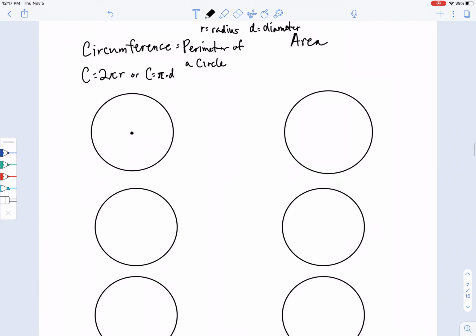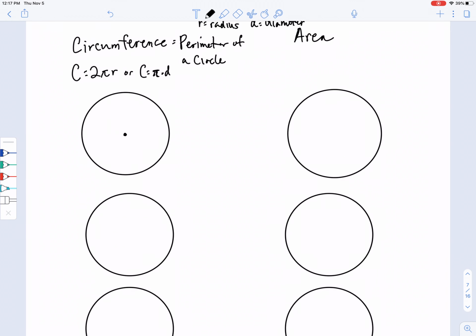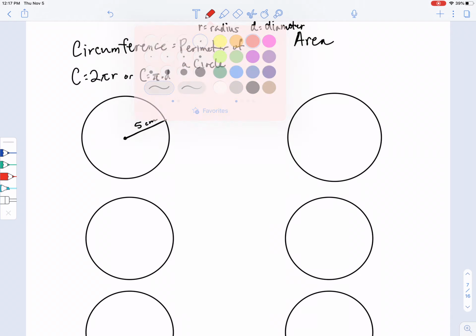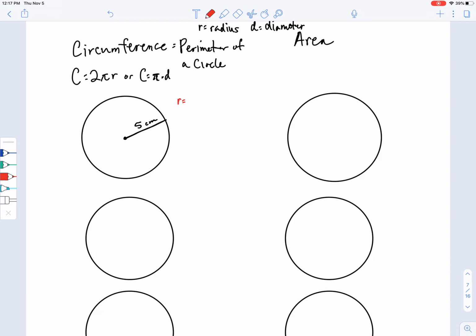So let's do a couple example problems. Let's say we are given the radius. Okay, so the radius here is, let's say, 5 centimeters, and we were asked to find the circumference. With that, I'm just going to identify the variable I need. For circumference, the only variable you really need is r. So if you can find r, you are pretty much able to solve for the circumference. So the radius here is 5 centimeters.